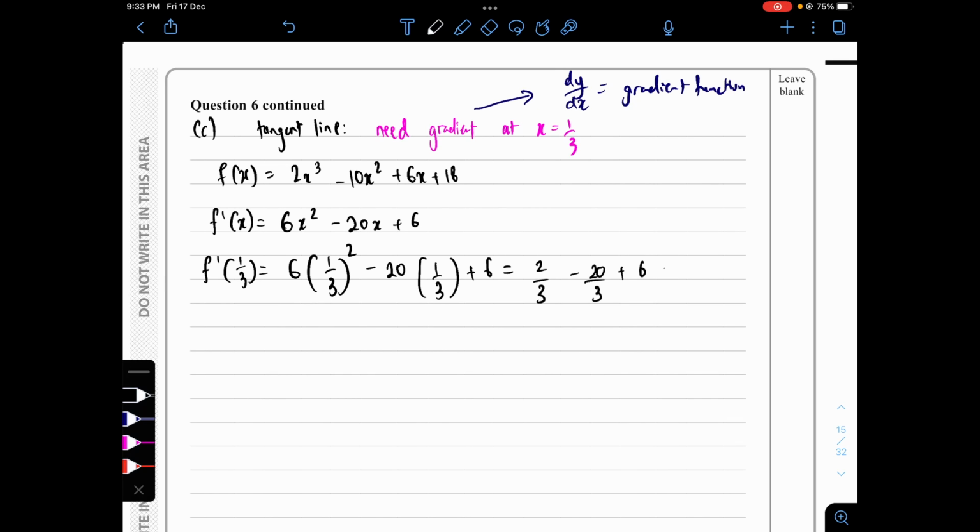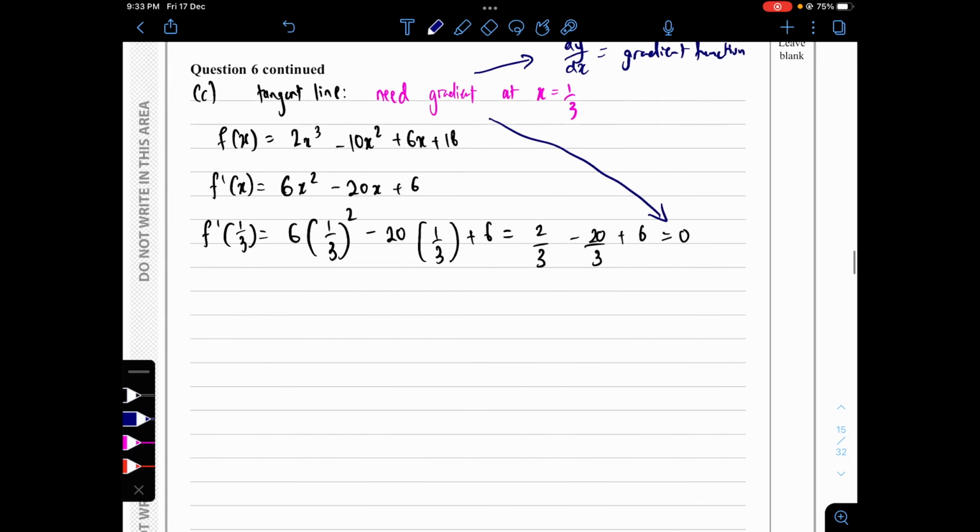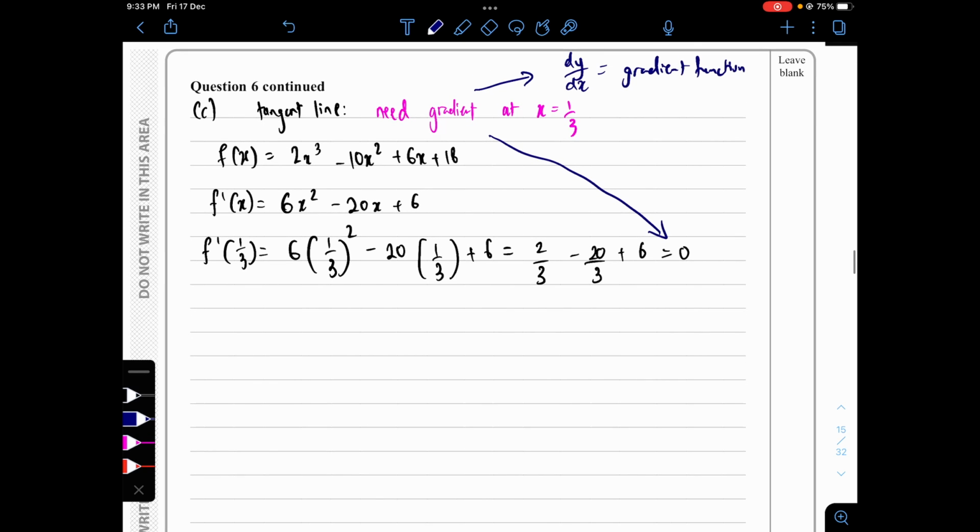That gives us 0. So this is what? This is our gradient, right? Gradient is 0. Okay, so this is our gradient. The gradient at x equals 1/3. So now we have the gradient, which is 0, and we have the x coordinate, which is a third.